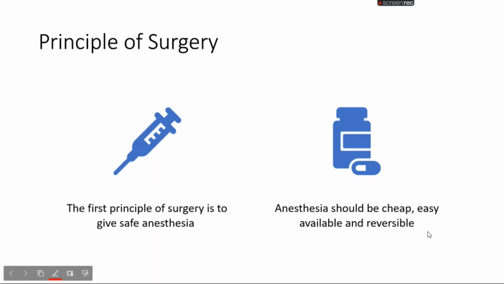Before talking about that, let's talk about the principles of surgery, right? The first principle of surgery is to provide a safe anesthesia. And as we know, safe anesthesia does not only depend upon the drugs, it also depends upon the veterinary anesthetist. The experience, along with the knowledge of the veterinarian, matters a lot in providing safe anesthesia.